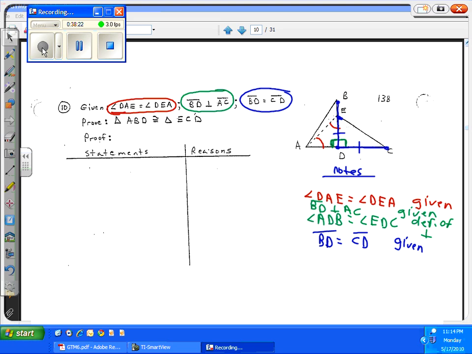We wrote the given proof, put the statements on the left, reasons on the right, drew the diagram. We took what we were given, we marked it in the diagram, we wrote statements and reasons derived from the markings in the note section. Now we're going to look at what we're trying to prove. We're going to make that proof statement the last statement in our proof.